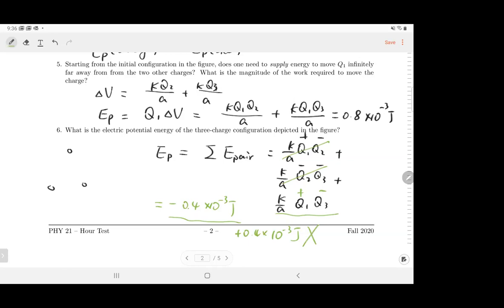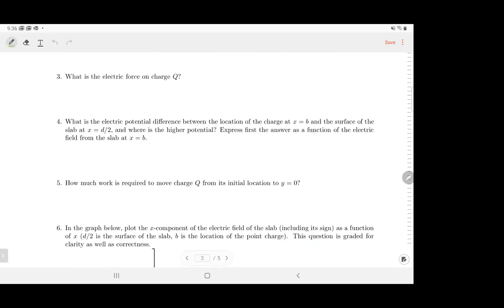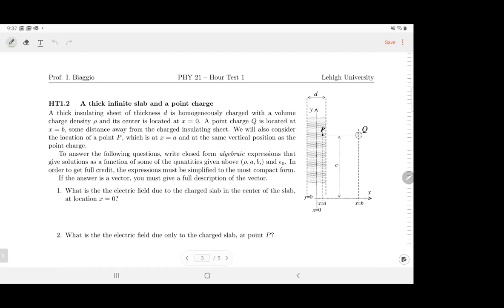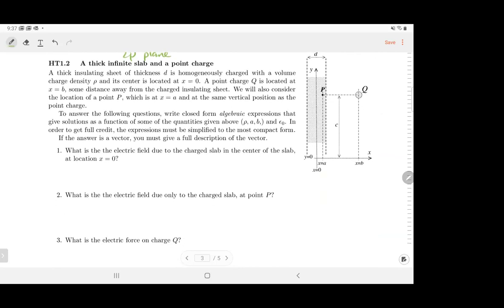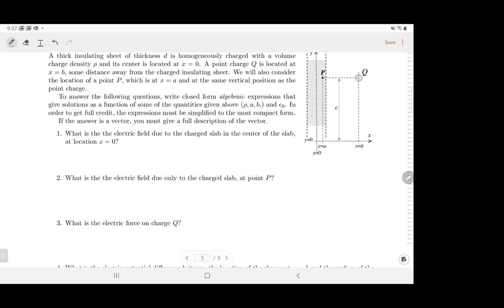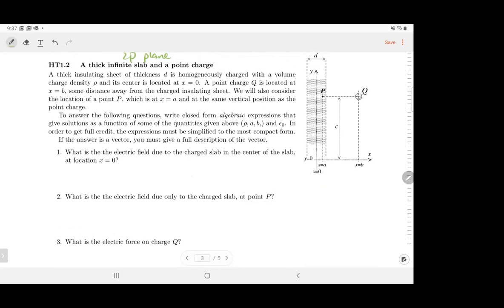Okay, if you don't have another question, I'm going to move to problem 2. So we have an infinite slab. We can think of this as a 2D plane, right? Inside the slab there's a point P, and the charge density is uniform in the slab, and we have a point charge outside the slab. So the first one: what's the electric field due to the charged slab at the center of the slab?